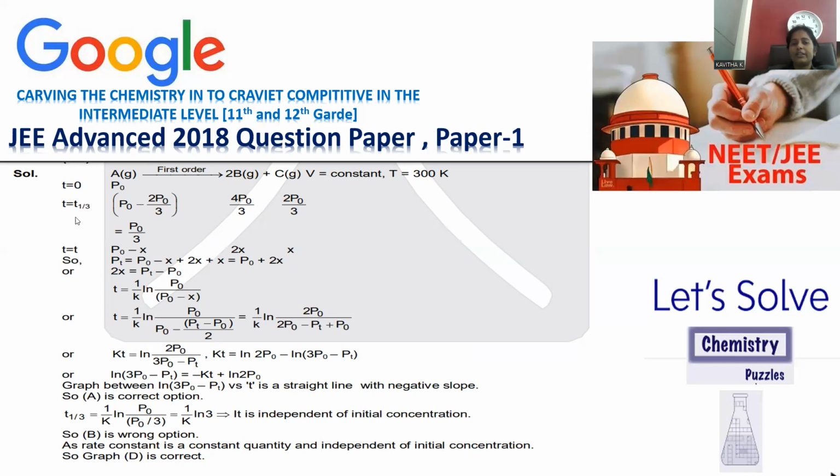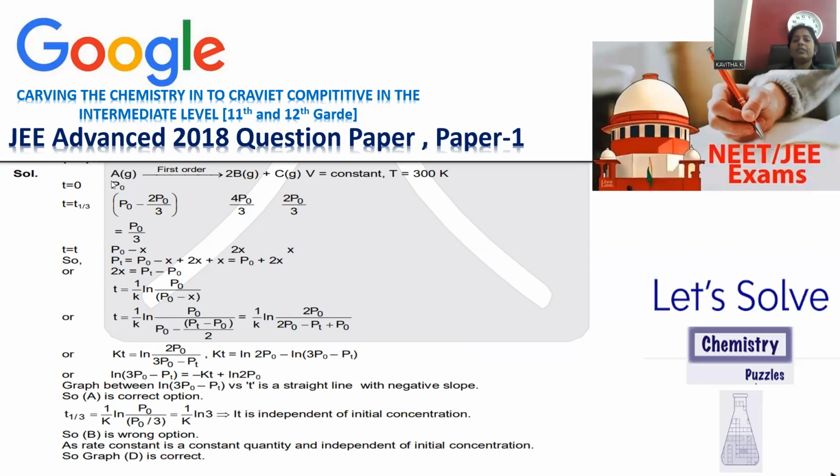I think it is more clear. At a time equal to t 1 by 3, it is given that product C of 2 P naught by 3 will be formed, and B is also formed 2 P naught by 3 only. But here already one exponential is there, that is 2. So 2 P naught by 3 multiplied with 2 will become 4 P naught by 3. Okay, so this extent of product formation is possible.